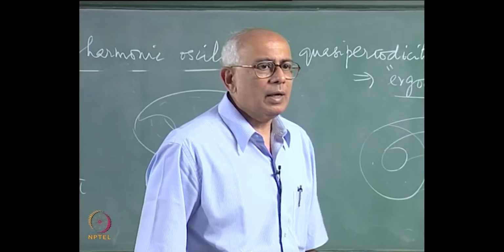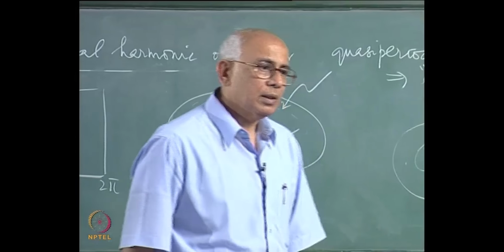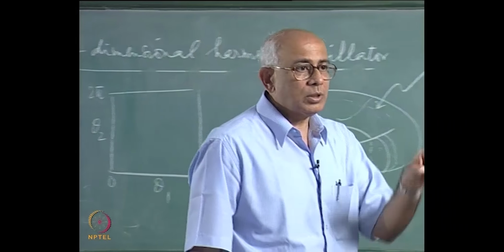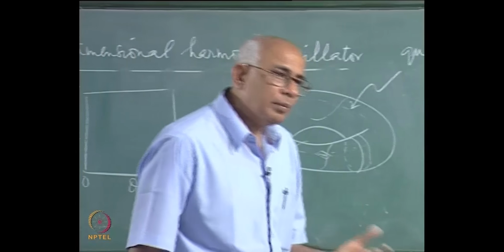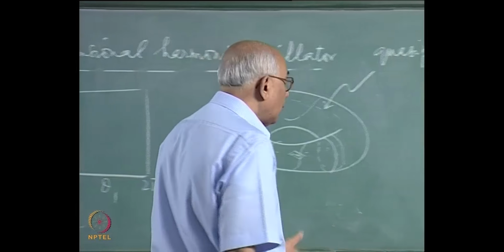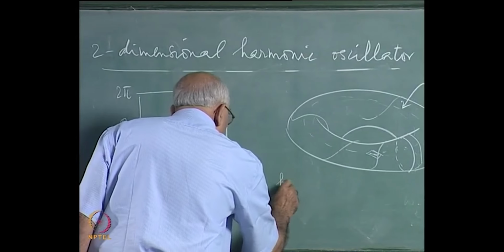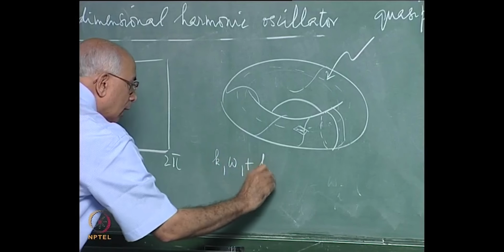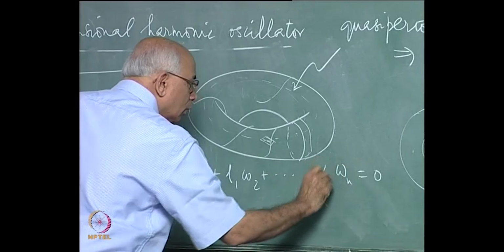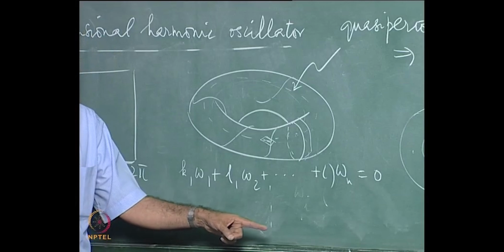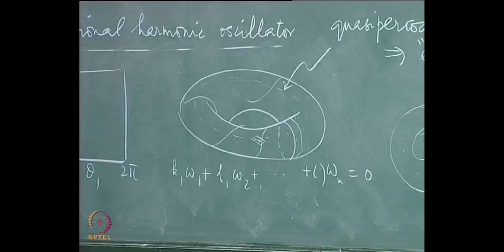By an n torus, the generalization of a 2 torus to n dimensions, in which n angles would specify the state of the system, you could ask: is the motion quasi periodic on this n torus, or is it periodic? In general, of course, the answer is it would be quasi periodic, unless you had n minus 1 relations of the form k1 omega 1 plus L1 omega 2 plus etc., up to something times omega n, equal to 0, and you had n minus 1 such relations between the frequencies. If you did, then all the frequency ratios are commensurate with each other and you have periodic motion.